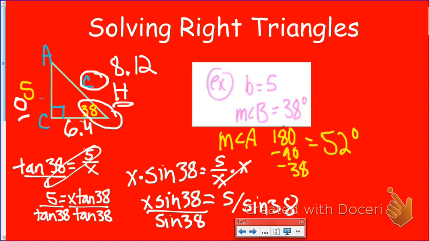So if I look at these numbers, it actually makes a little bit of sense, because my smallest side needs to be across from my smallest angle. And my smallest angle is 38, my smallest side is 5. And then my biggest side, my hypotenuse, has to be my biggest number, and it is. It's 8.12. So if you're not sure, you can always double check your reasoning a little bit to make sure the numbers you have make sense.